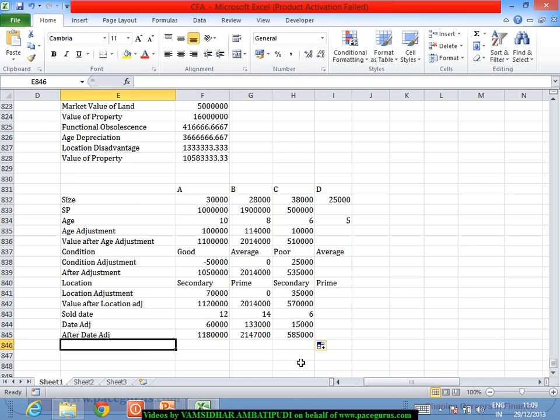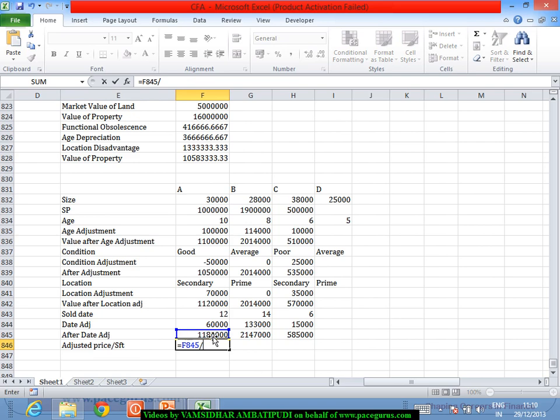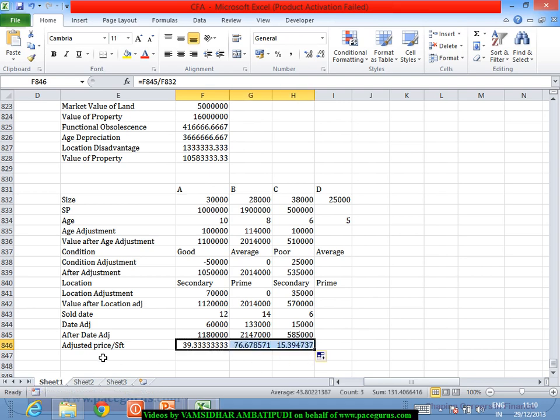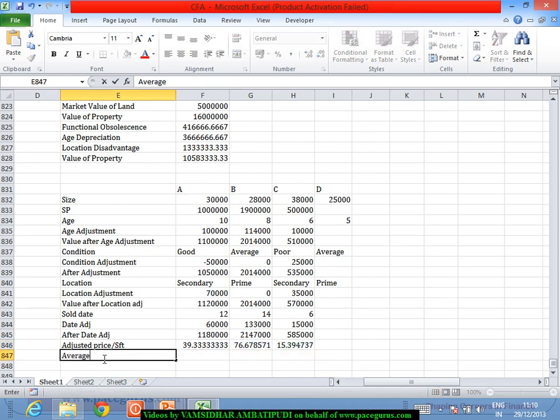And what I can find out is the adjusted price per SFT, which I can simply compute as this number divided by the size. So this is almost 39.33 per SFT, 76 and 15. So these are actually not better comparable properties, but just for computation, for the average adjusted price per SFT, I take the average of all the comparable properties.